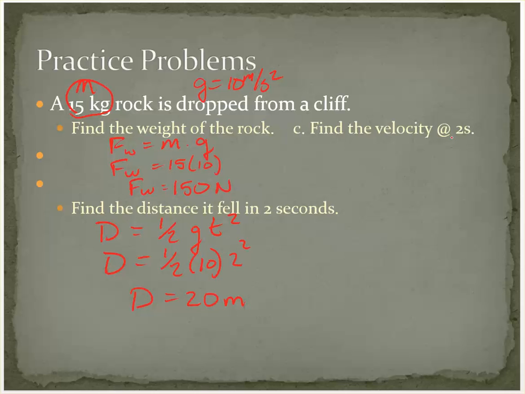Find the velocity at 2 seconds. Well, VF equals VI plus GT. What's G? It's 10. So VF equals VI. Well, VI, it was just dropped, so we can assume that to be 0, plus G, which is what? It's 10 times the time of 2 seconds. So our final velocity is 20 meters per second.